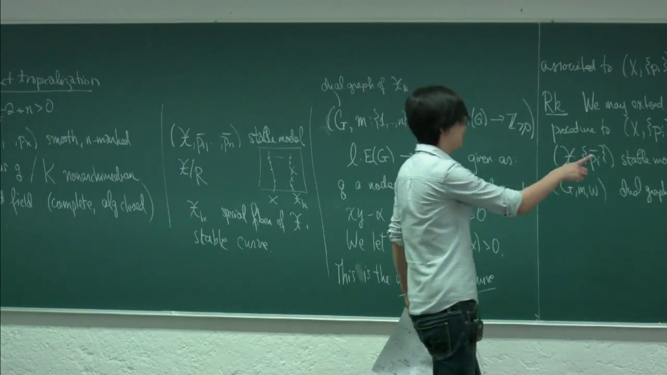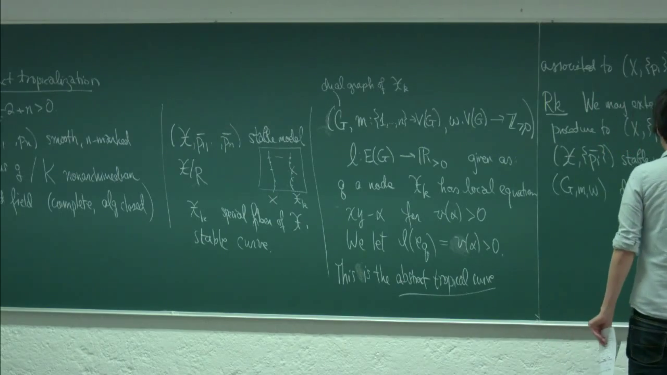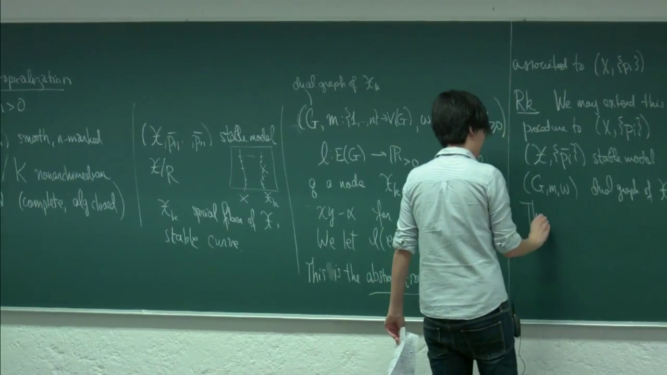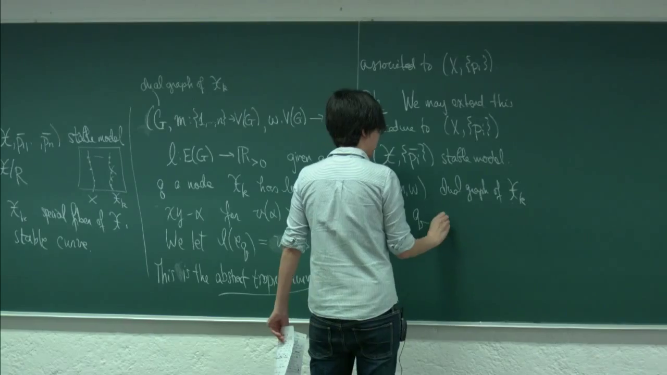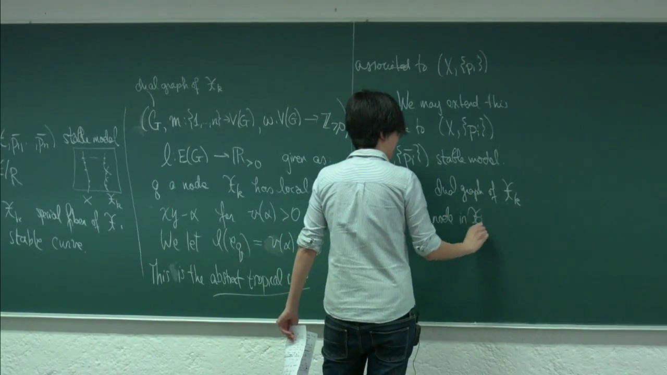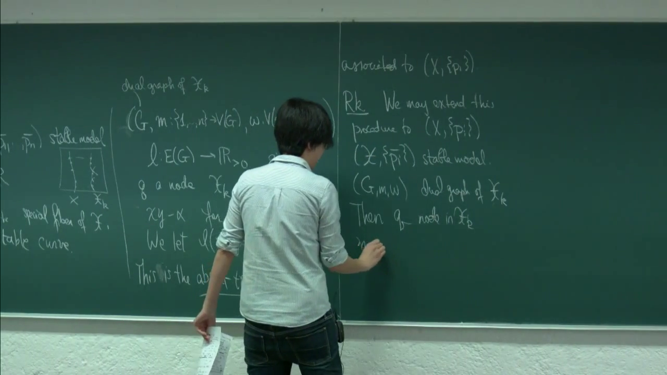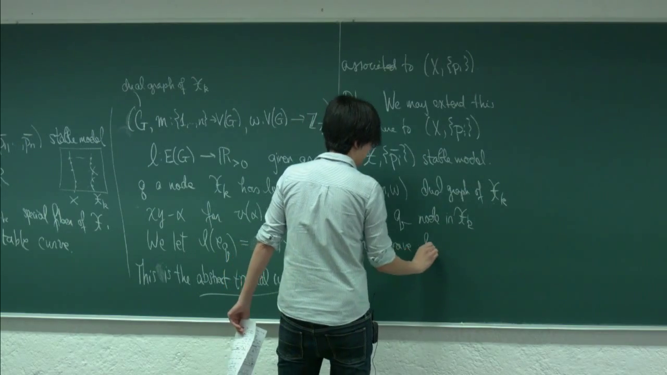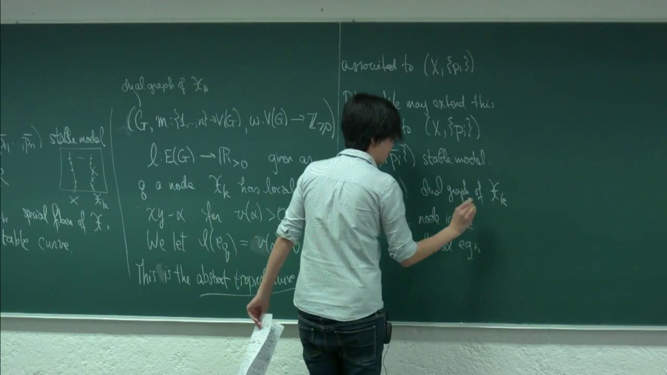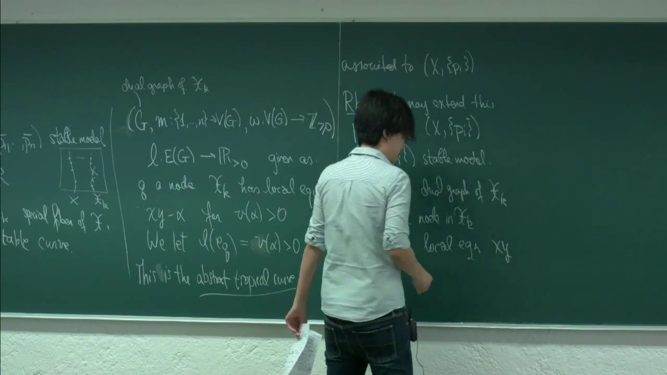So then Q, a node in X_k, may indeed have local equation of the form x times y equals 0.